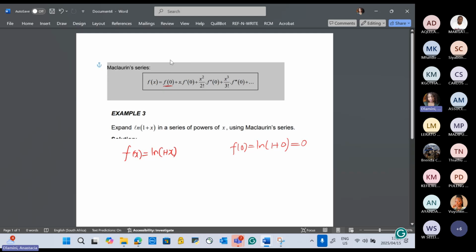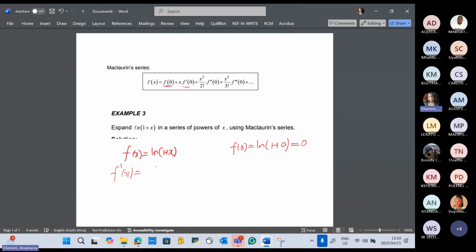Now the second term wants me to find the derivative and evaluate at 0. So the derivative of this, we remember the derivative is 1 over 1 plus x times the derivative of that, that's 1. So meaning that this at 0 is equal to 1 over 1 plus 0, which just equals 1.